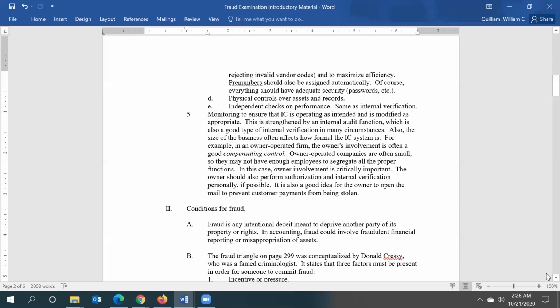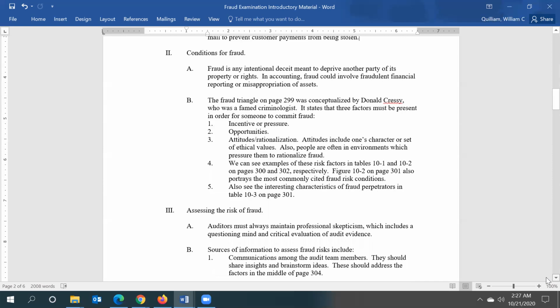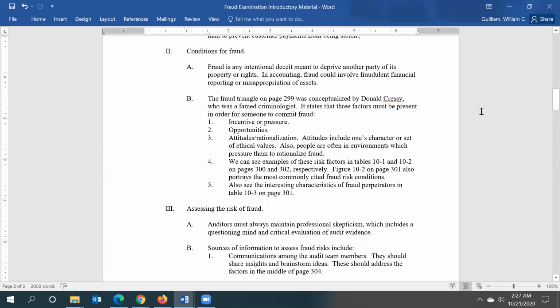Now, as we come down to the next section, some conditions for fraud. First of all, as we said, fraud is intentional. And in fact, it is any intentional deceit meant to deprive another party of its property or rights. And in accounting, fraud could involve fraudulent financial reporting, misappropriation of assets, and I wish that we had more time during the course to get into information fraud and also consumer fraud. We'll get into those a little bit.